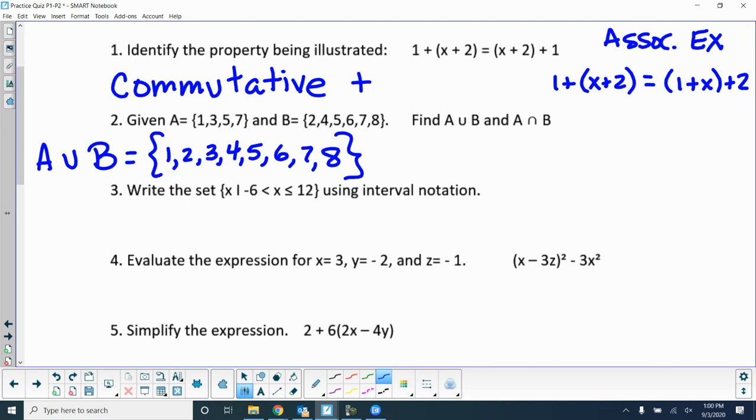Intersection, upside down U, means what's in both. What do the two sets have in common? They both have a 5 and a 7. So that's intersection. So I think it's just one of those two, it's not both.